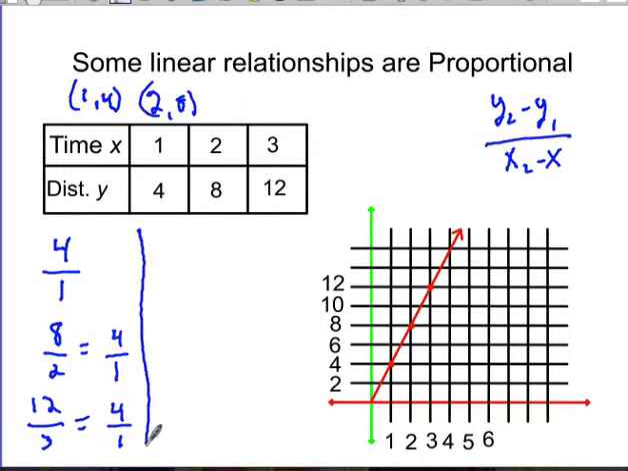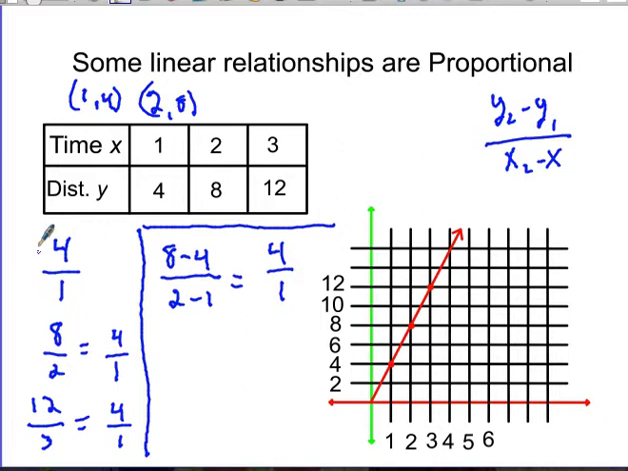And right here, in this little box, I'm running out of room, but right here I'll find the rate of change for this linear function. So that would be 8 minus 4 over 2 minus 1. 8 minus 4 is 4, and 2 minus 1 is 1. What do you notice about that? It's the same as the proportion. It's the same as the proportion that we used to show that it was a proportional relationship. And so the rate of change, it turns out, is the same thing as this proportion that we used.